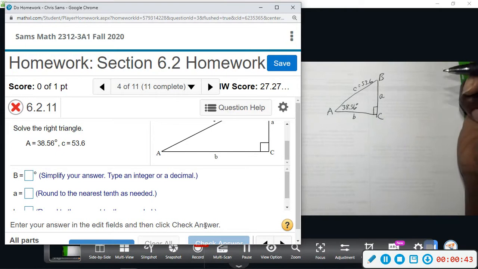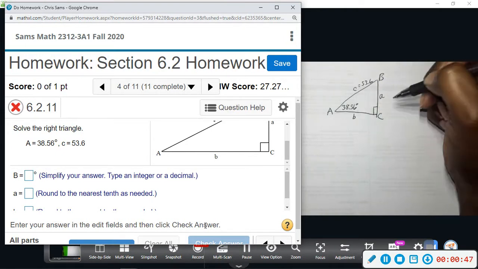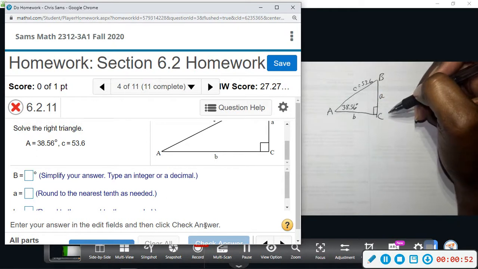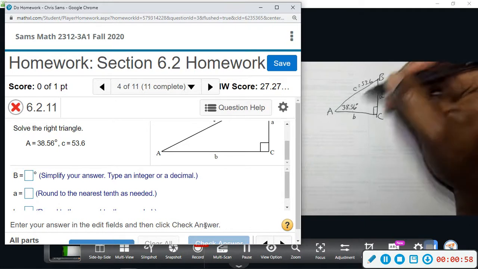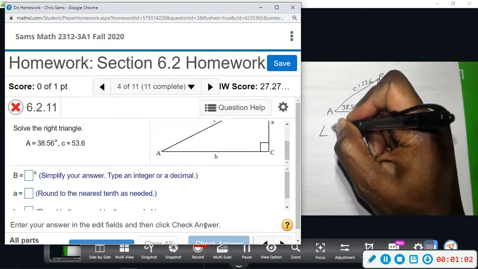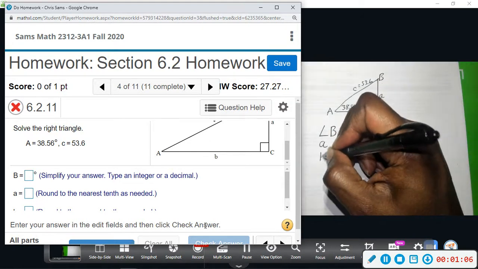So anytime you're going to be solving, you always want to go with what you're given, because the other answers that we solve for sometimes will be rounded, so we don't want to use rounded numbers. The only one that would be okay would be this angle, because it's going to come exact from here. So we need to find angle B, we need to find side A and side B.